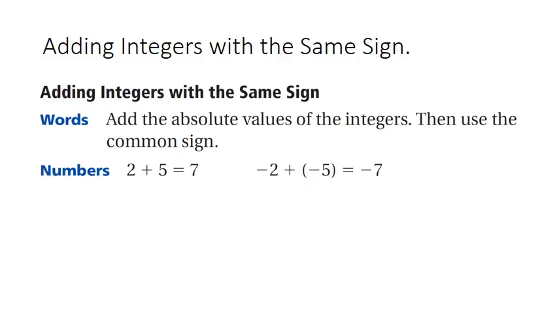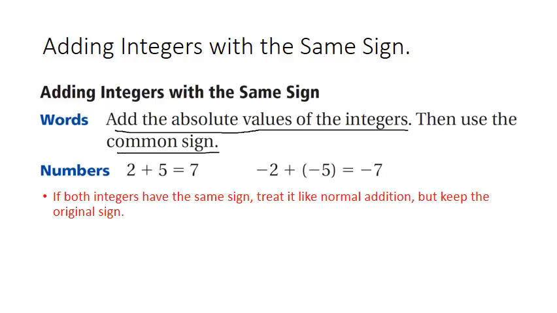When we're adding integers with the same sign, we're adding the absolute values of the integers, then using the common sign at the end. Essentially, in normal person's language, we're going to treat it like normal addition. We're going to ignore the signs at first, and then take that sign at the very end. So what we're seeing here is 2 plus 5. Without even looking at it, we can see that this is a positive 2 and this is a positive 5. So a positive 2 plus a positive 5 is going to be a positive 7.